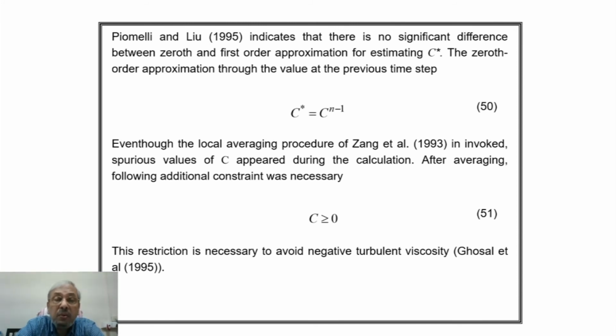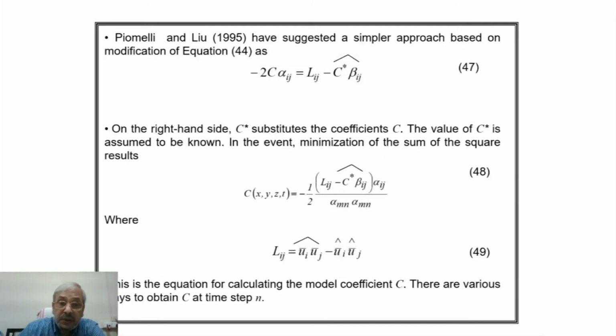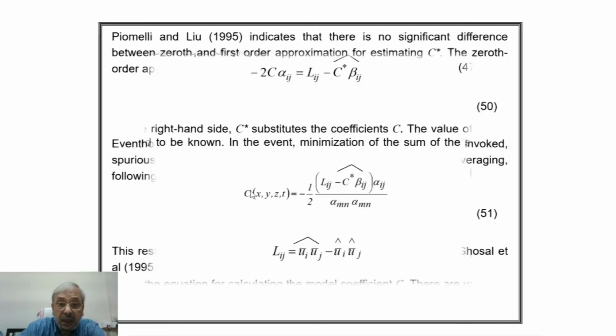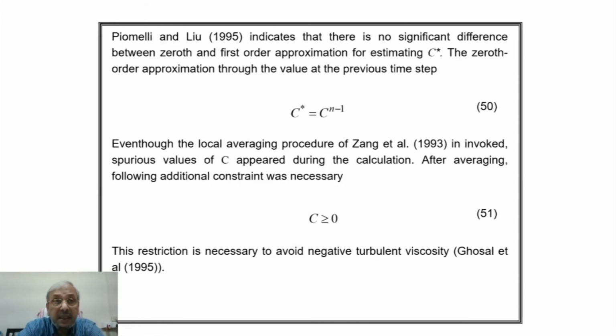So now, having found out C in this way, Zhang recommended finding out some formulae for finding out local average. And even after local averaging, if there is any negative C value, that can be restricted by putting or applying this limiter, which was very scientifically done by Ghoshal et al. Ghoshal, Axelwall, Moyne, it was a famous JFM paper.